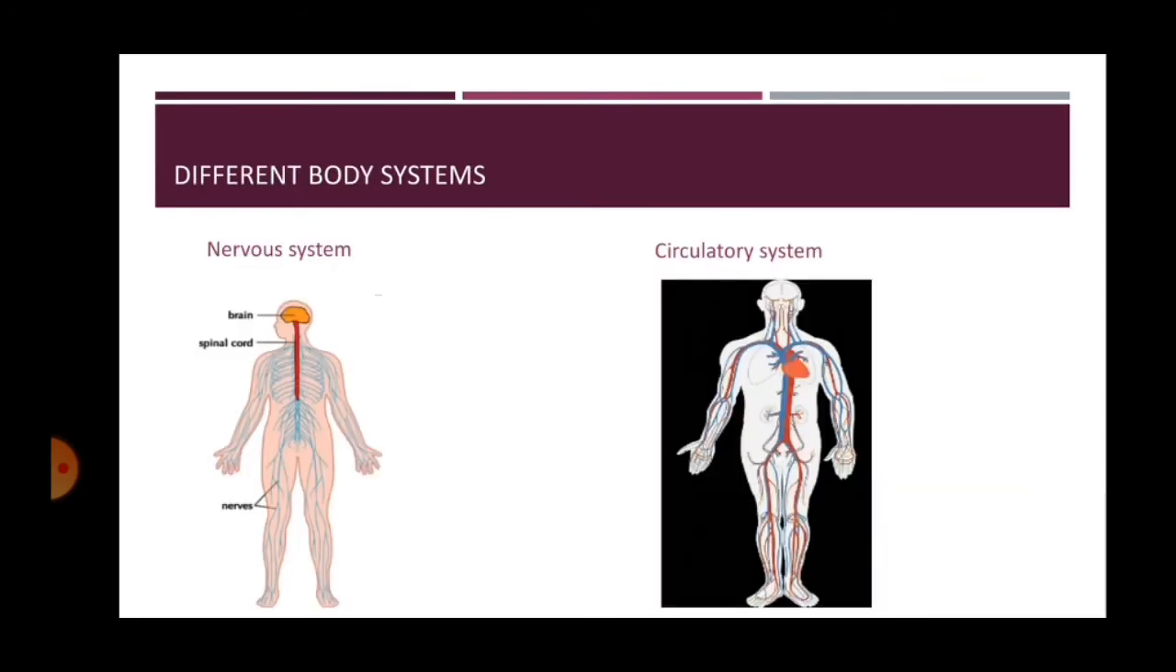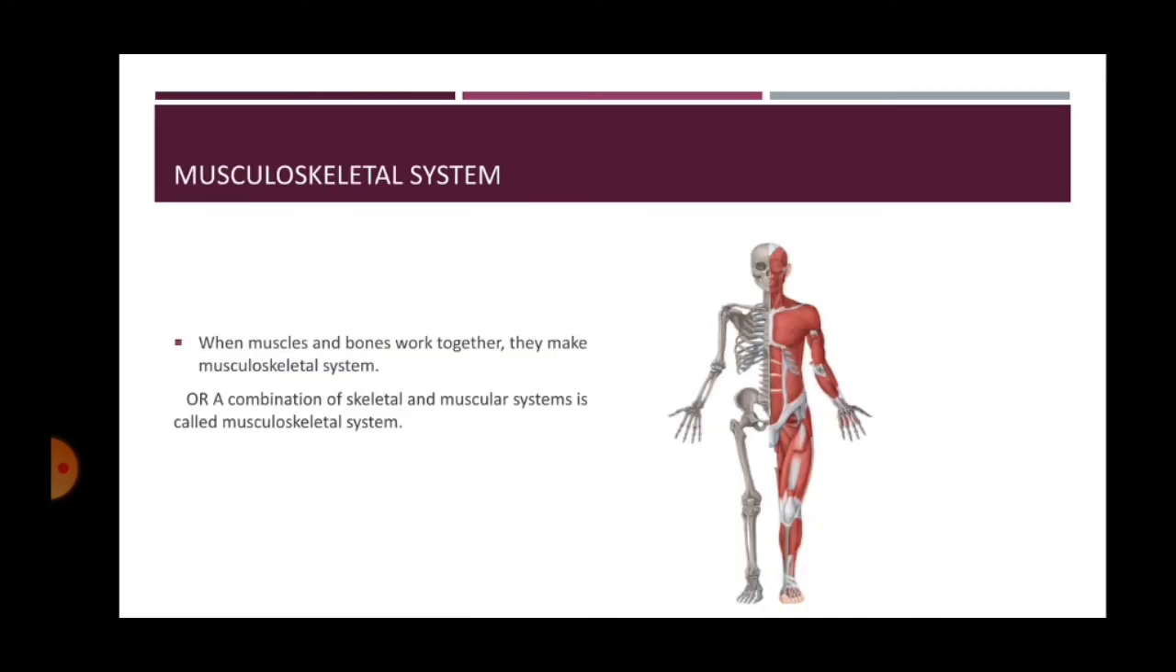Here we have the nervous system. The main head of this system is the brain, and with the help of nerves it sends and receives messages from all parts of the body. In the circulatory system, which is the circulation of blood, the main head organ is the heart. The heart will supply blood to all parts of the body.